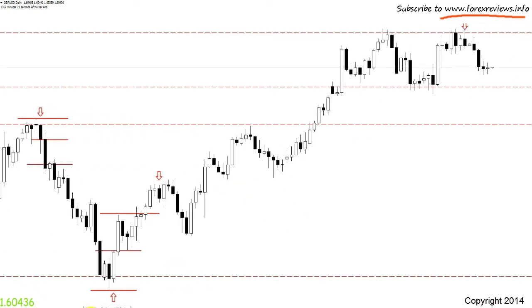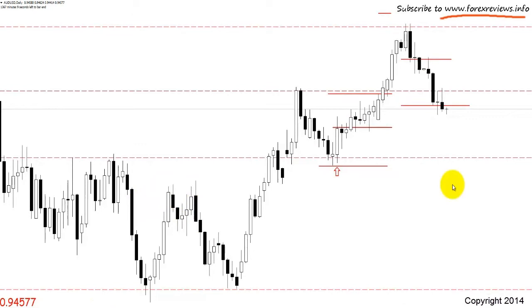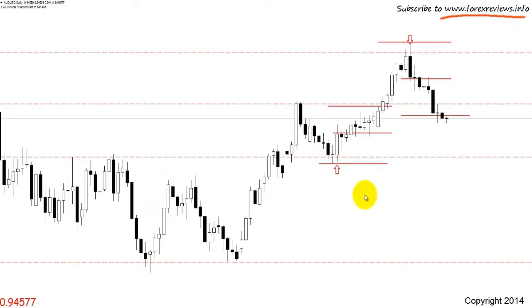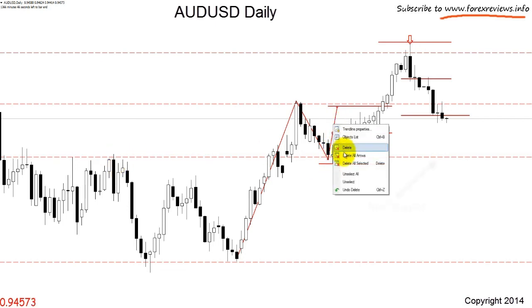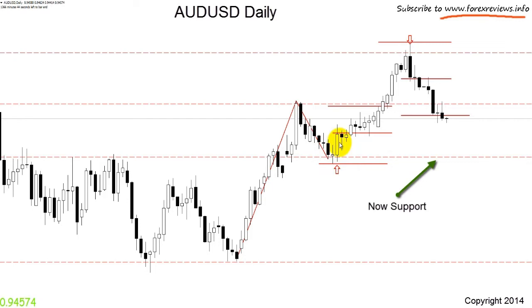All right, so let's go on to the next pair. This is the AUD US dollar daily. We had a bit of a structure play, which is price broke above resistance, look left, structure resistance. Then what usually happens, as we went over in part 1 of the video series, price usually bounces back off previous resistance as support. So this was a great place to start looking for buy signals, and we got one right here.